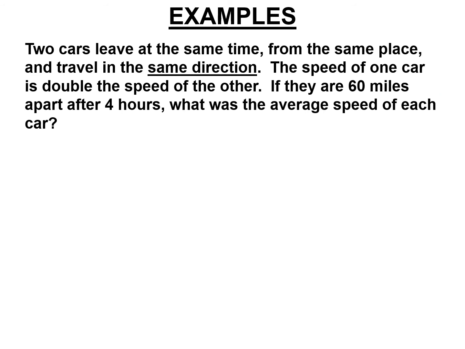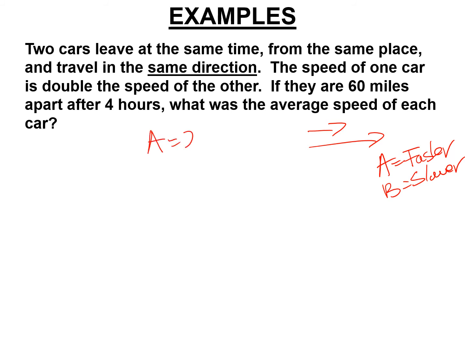All right, so 2 cars leave at the same time from the same place and travel in the same direction. All right, so these cars are going in the same direction. So that means that they're racing each other like this, okay? We'll call A the faster car and B the slower car. All right, and that's the speed of those. Okay. Speed of one car is double the speed of the other. So A equals 2B. That's the easy part of this, hopefully.